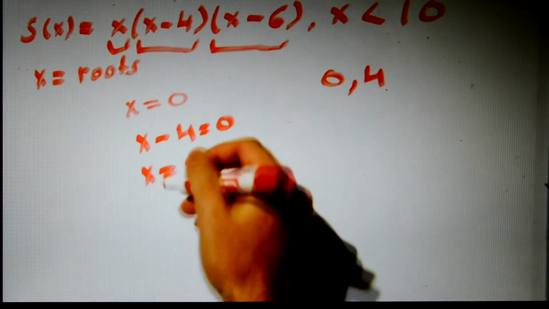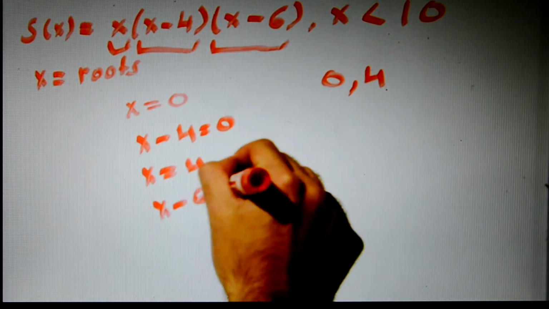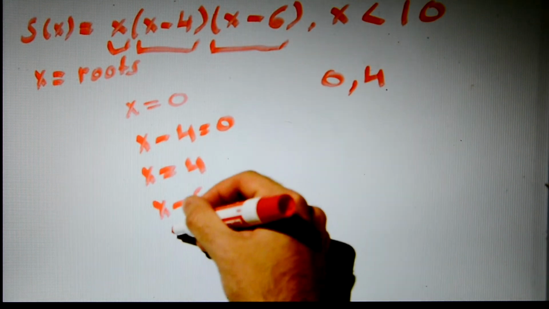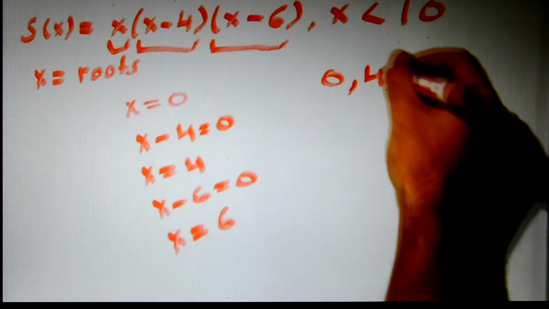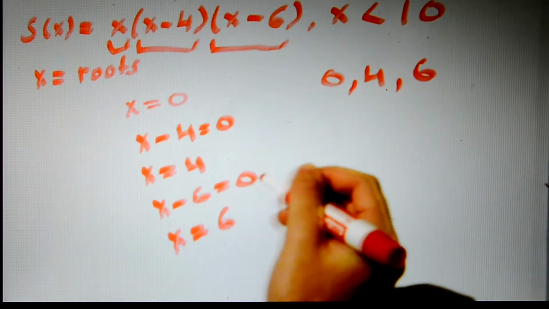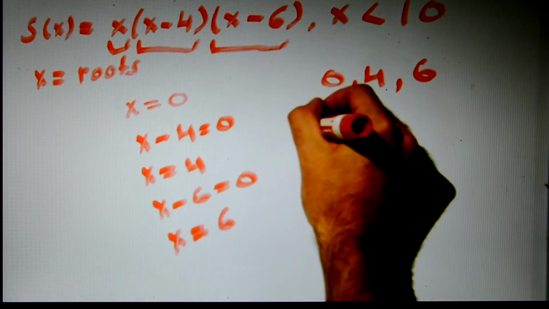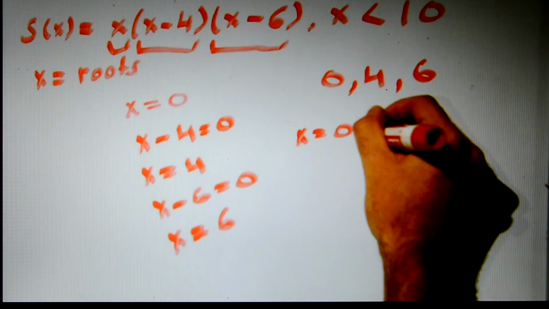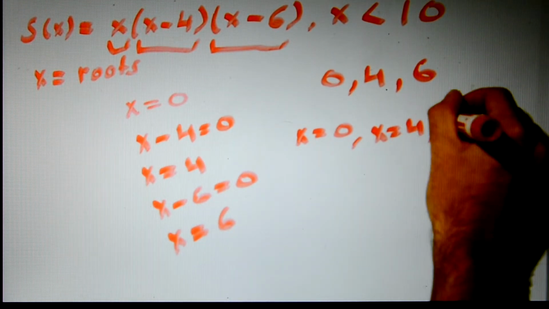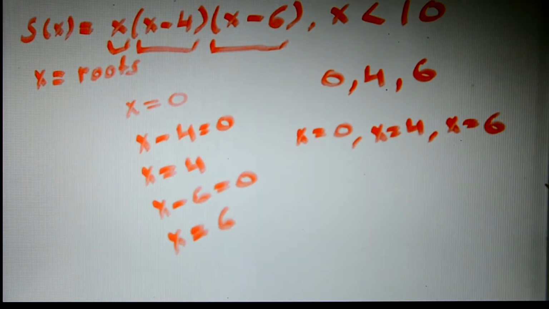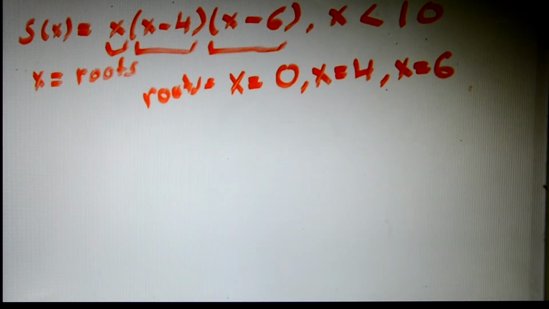And for the last part, x minus 6 equals 0. Bring the 6 over, x equals 6. Meaning that our last root is 6. So the roots are x equals 0, x equals 4, and x equals 6. Therefore, our cubic function is equal to 0 when x is equal to 0, x is equal to 4, and x is equal to 6.